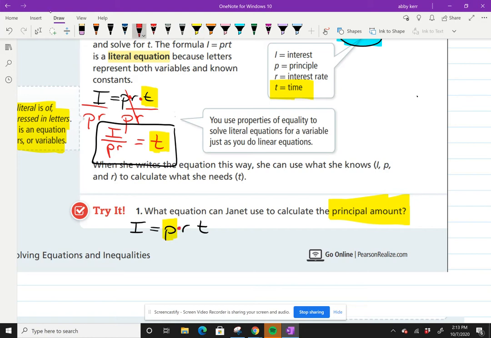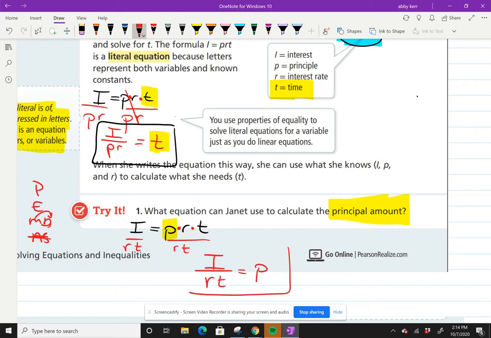Once again, in this formula, we're multiplying by R and T. So if you look at PEMDAS, there is no adding or subtracting, so we can cross that out. The opposite of multiplying is dividing. So we're going to divide by RT. Then in this case, I over R times T equals P. I know that's all I have to do because she asked us to solve for principal.